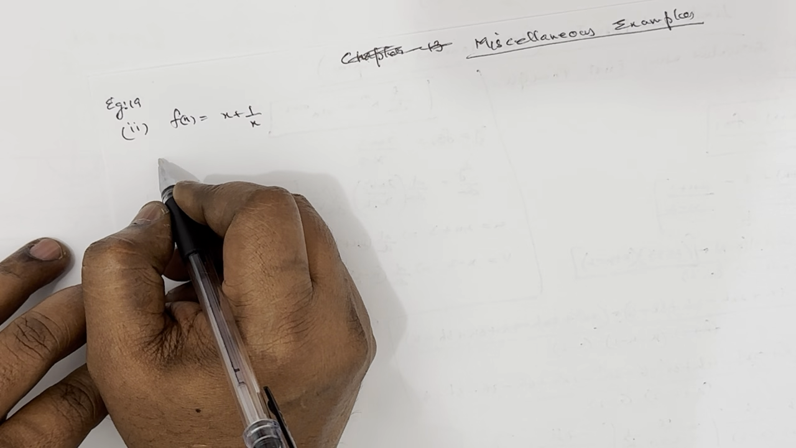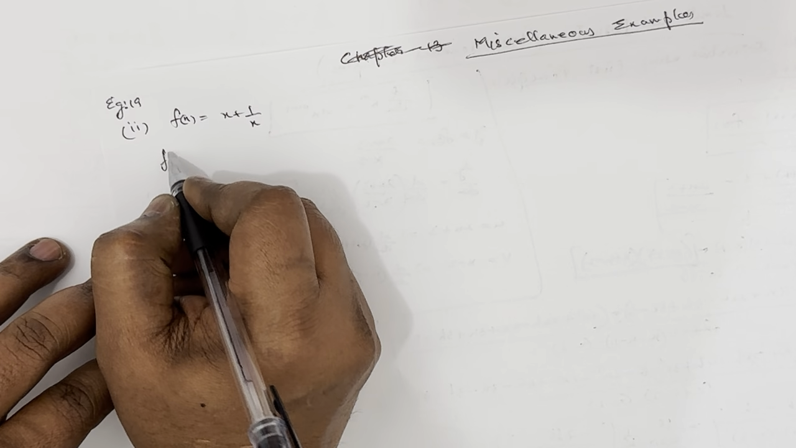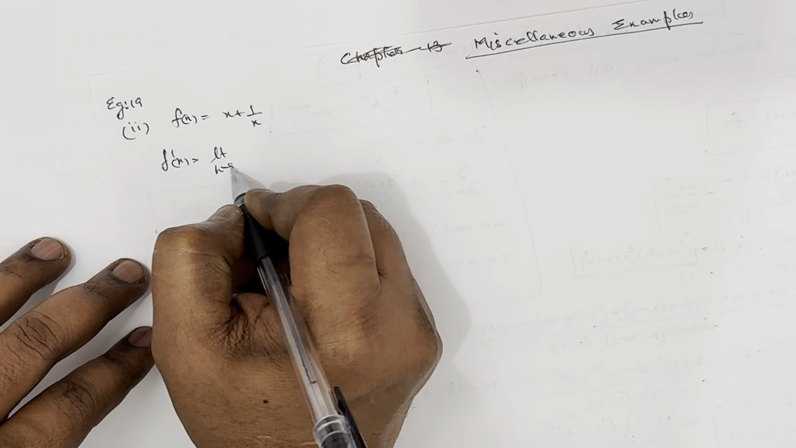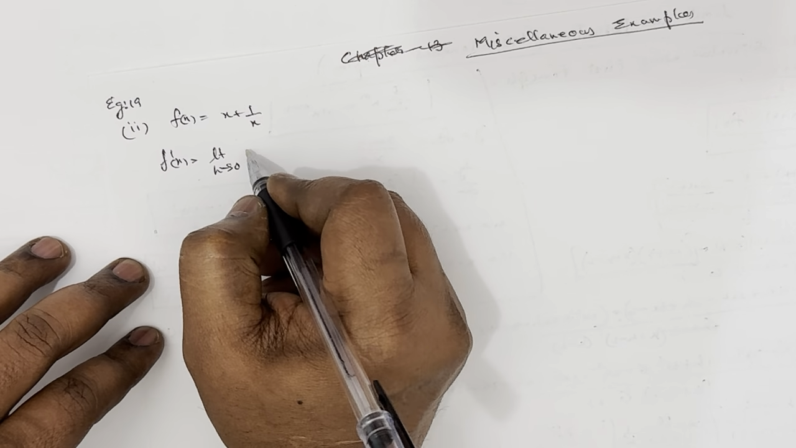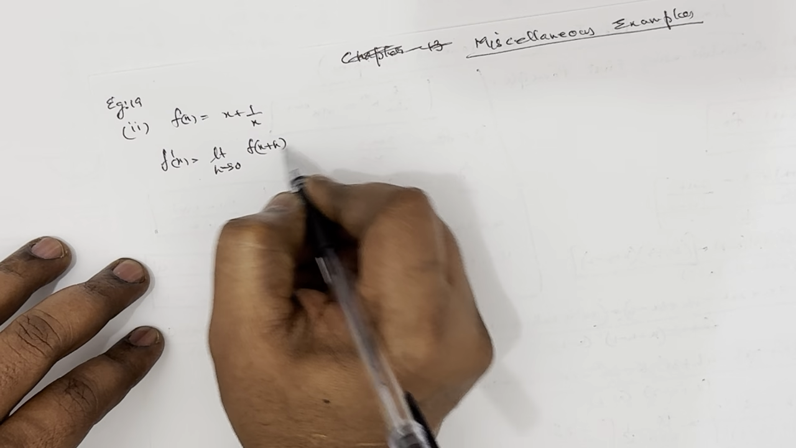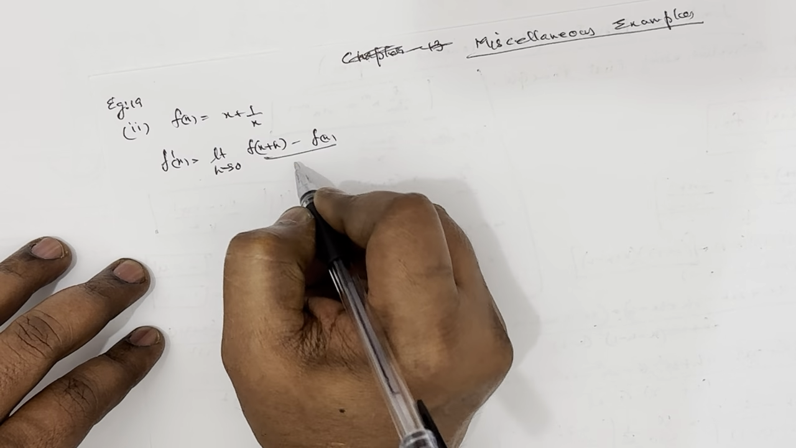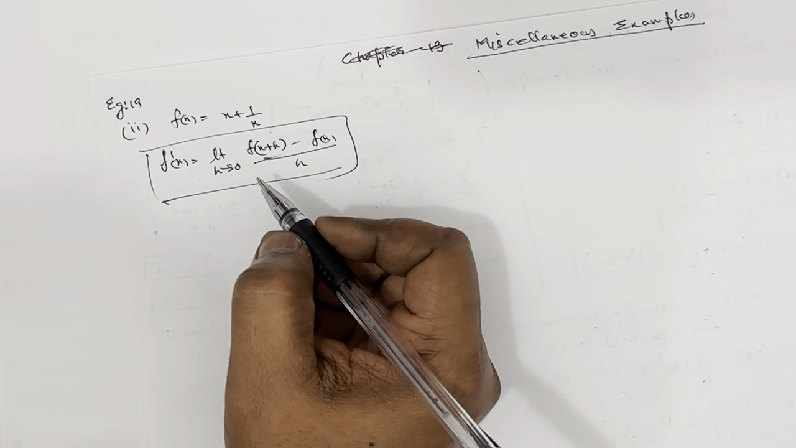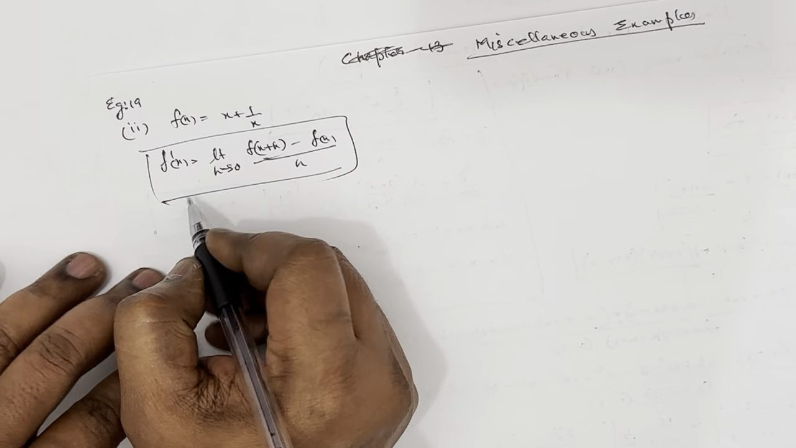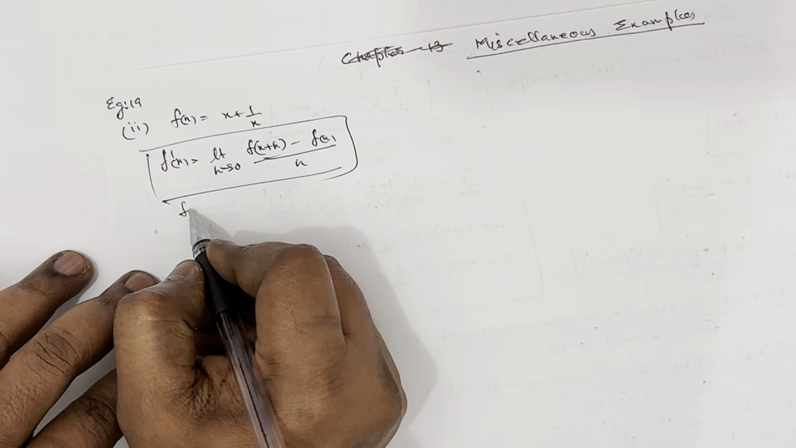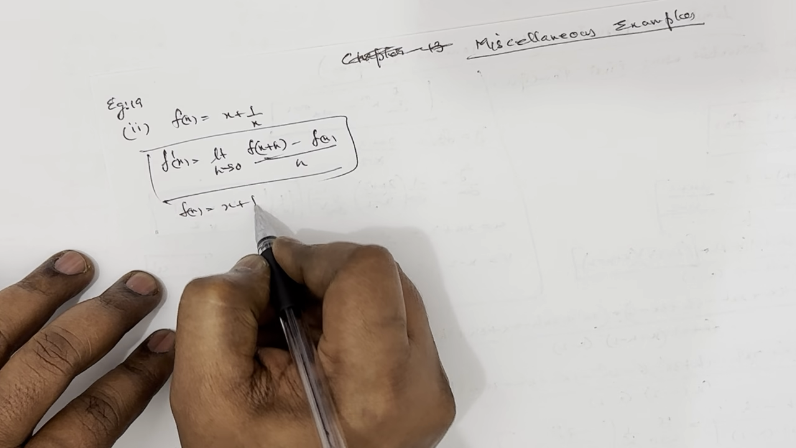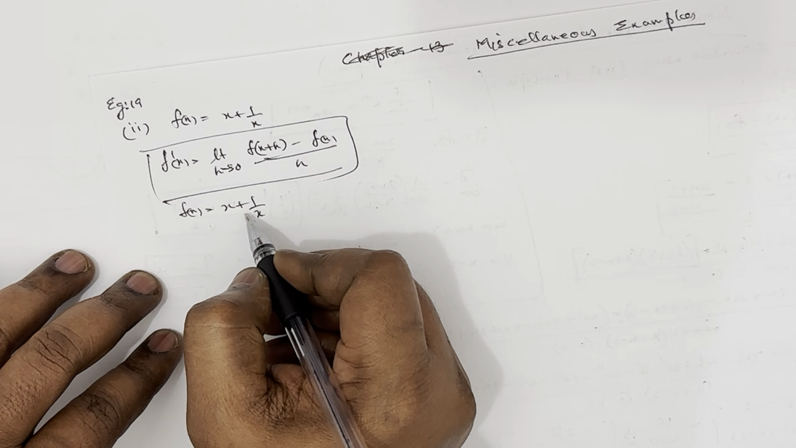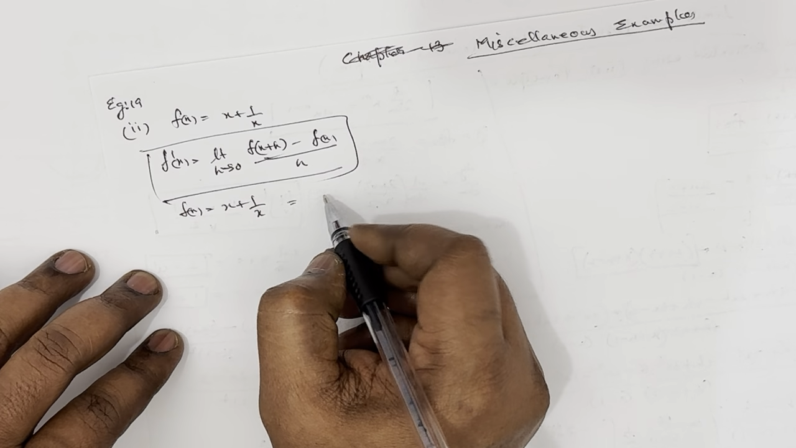What is the formula for the first derivative? That is f dash of x is equal to limit h tends to 0 of f of x plus h minus f of x upon h. Okay, so this is the formula for the first principle. We see f of x is equal to x plus 1 by x. We can solve it using this, but let's simplify it to be a little easier.